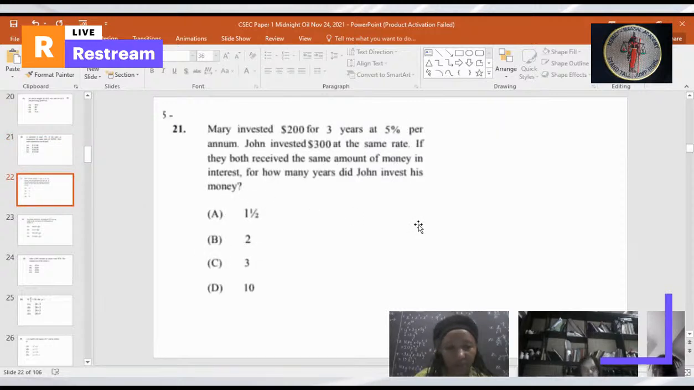Okay, so we're making good time. Number 21. Mary invested $200 for 3 years at 5% per annum. John invested $300 at the same rate. If they both received the same amount of money in interest, how many years did John invest his money? All right, so what do we do for this? Mary invested 200, and John invested 300. For how many years did John invest?